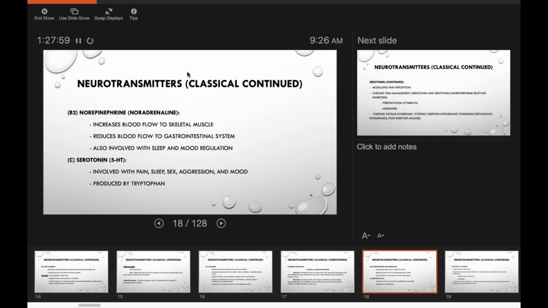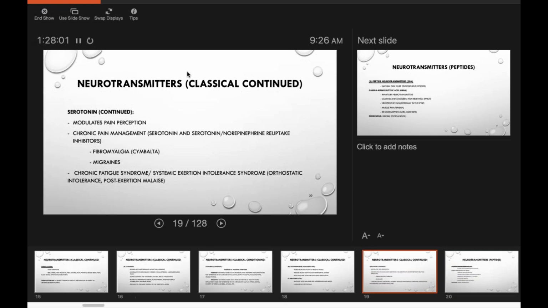So in this case, again, serotonin modulates pain perception. It's used for chronic pain management, especially the SNRIs, which are working on both the reuptake of serotonin and norepinephrine. Fibromyalgia, Cymbalta. Cymbalta is also used for migraines. They are starting to use it to help, and it was FDA approved to work as an antidepressant, so they're starting that. But originally it was developed for fibromyalgia.